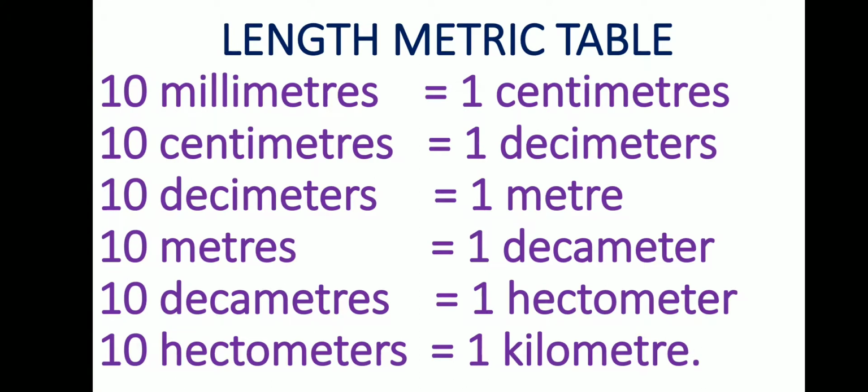Now let us learn length metric table. Children, you are supposed to learn this table. This goes like, short forms you can take: milli, centi, deci, meter, deca, hecto, kilo, meter. So 10 millimeters is equal to 1 centimeter, 10 centimeters is equal to 1 decimeter, 10 decimeters is equal to 1 meter, 10 meter is equal to 1 decameter, 10 decameters is equal to 1 hectometer, and 10 hectometers is equal to 1 kilometer.